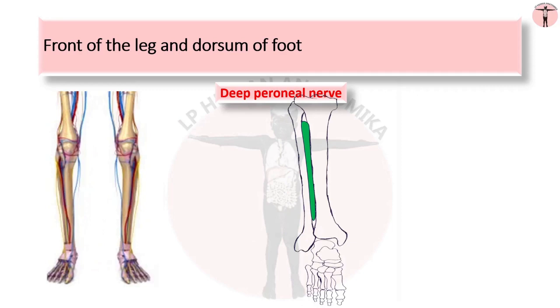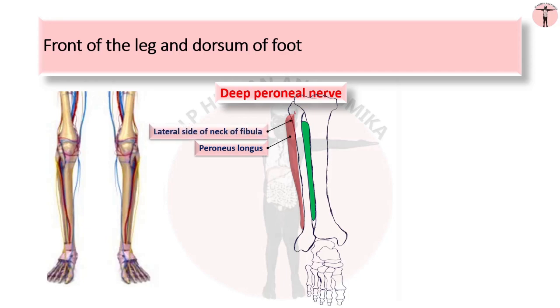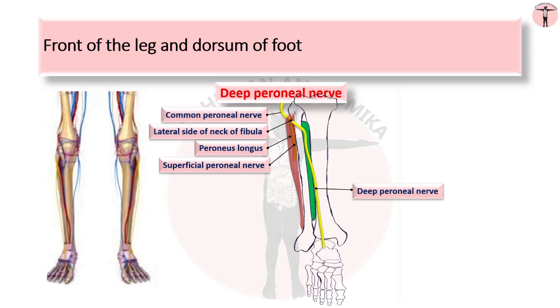The nerve associated with the anterior compartment of the leg is the deep fibular nerve, or the deep peroneal nerve. The deep peroneal nerve is one of the terminal branches of the common peroneal nerve. In the substance of the peroneus longus, on the lateral side of the neck of the fibula, the common peroneal nerve divides into superficial peroneal nerve and deep peroneal nerve.